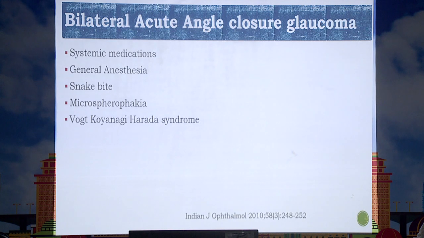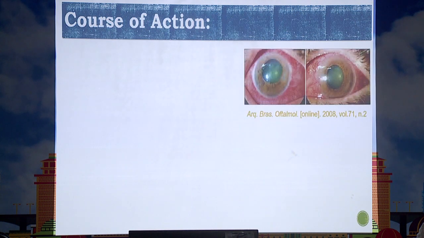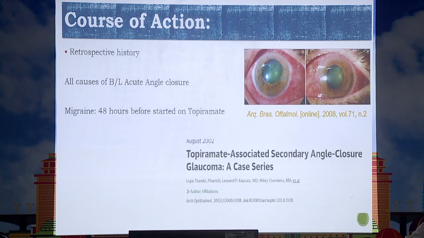So we looked for causes of bilateral acute angle closure glaucoma, and we know that the most common are systemic medications, which can lead to such a situation. Besides general anesthesia, snake bite is another cause. Microspherophakia and Vogt-Koyanagi-Harada syndrome might be other causes. So we inquired about the history of systemic medication, and retrospective history revealed that she took topiramate for migraine, which led to bilateral acute angle closure glaucoma.